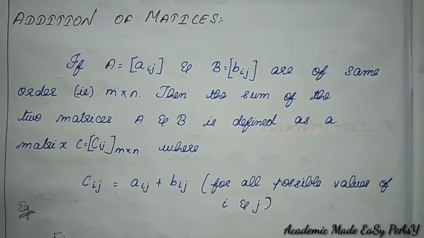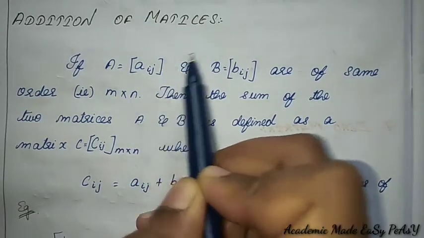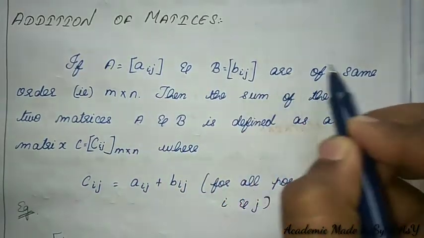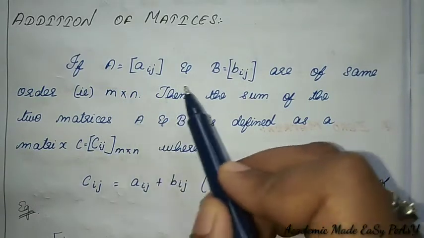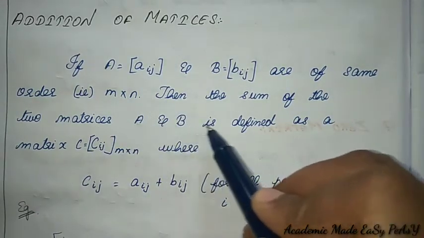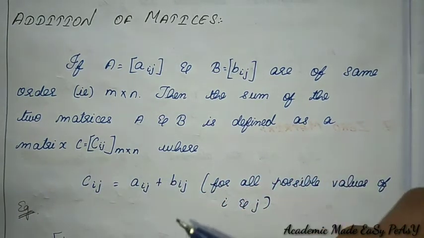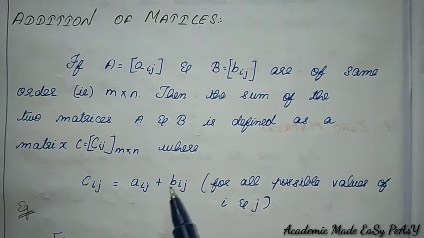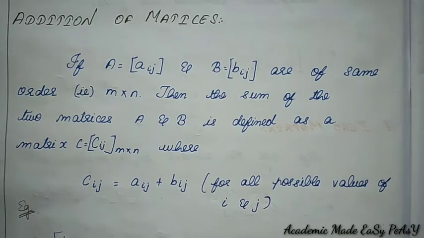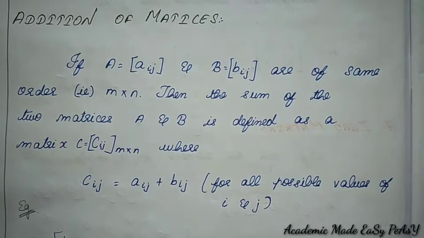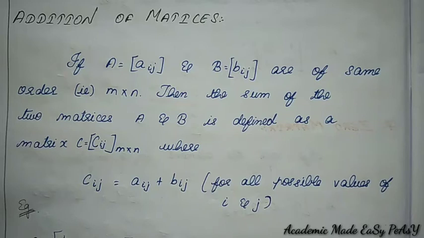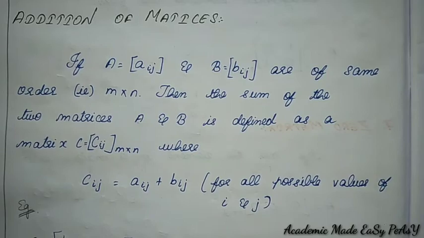Addition of matrices. If A = [aij] and B = [bij] are of the same order, that is m by n, then the sum of the two matrices A and B is defined as the matrix C = [cij], an m by n matrix, where cij = aij + bij for all possible values of i and j. So for addition of matrices, we have to have two matrices, and those two matrices should have the same order. Then we can add them. Now let's see an example.